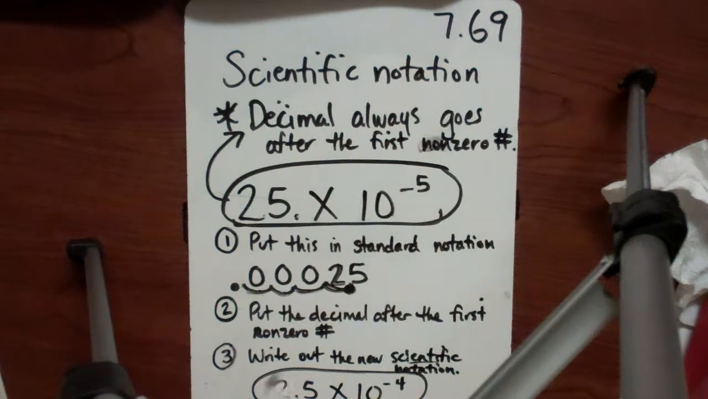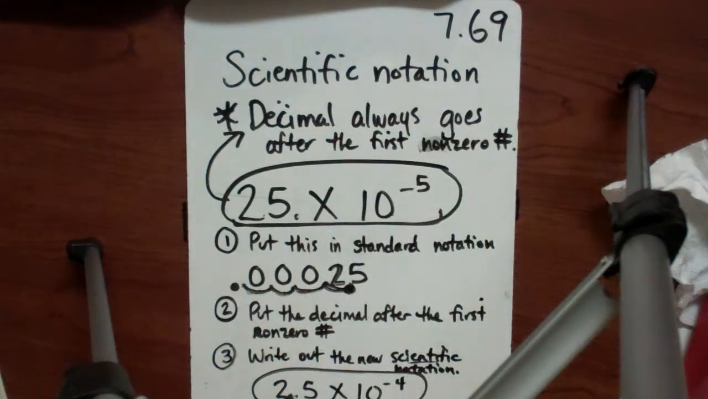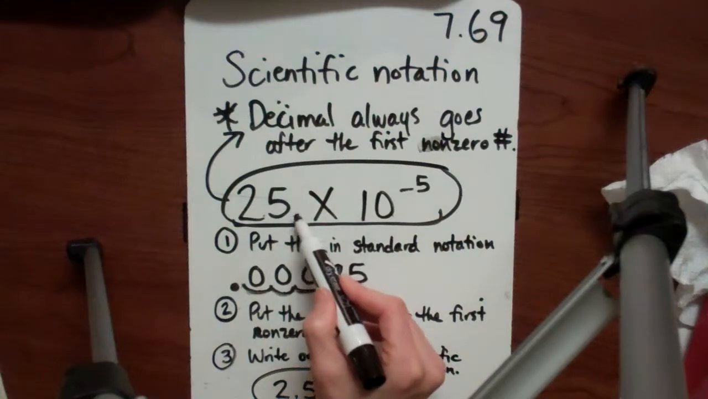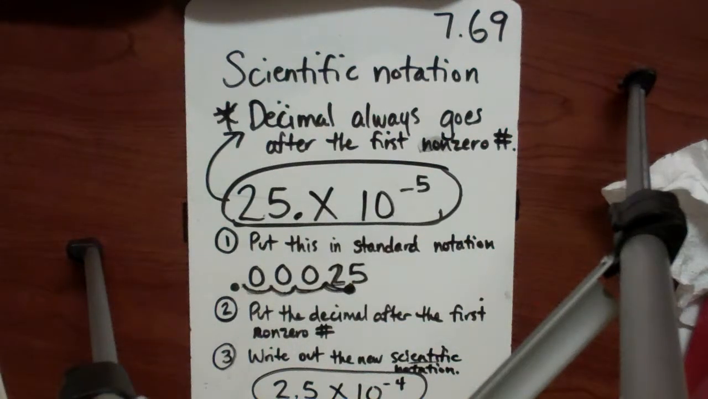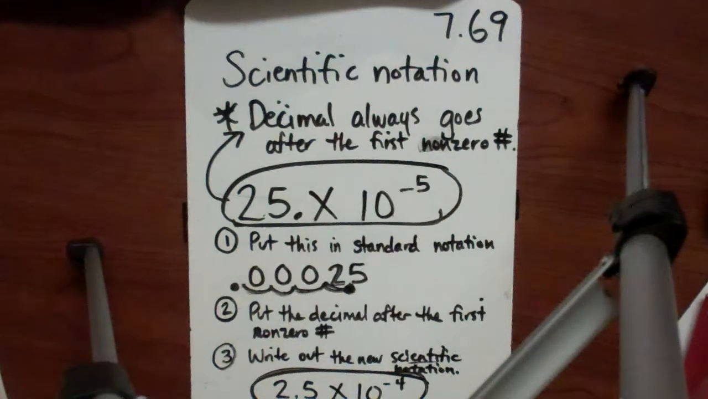Okay? It follows the rule that the decimal should always go after the first non-zero number. First non-zero number, not at the end. Okay? And then it follows all the rest of these rules, and we finally get to it in its proper form. Alright, let's do a few more so you can practice this.